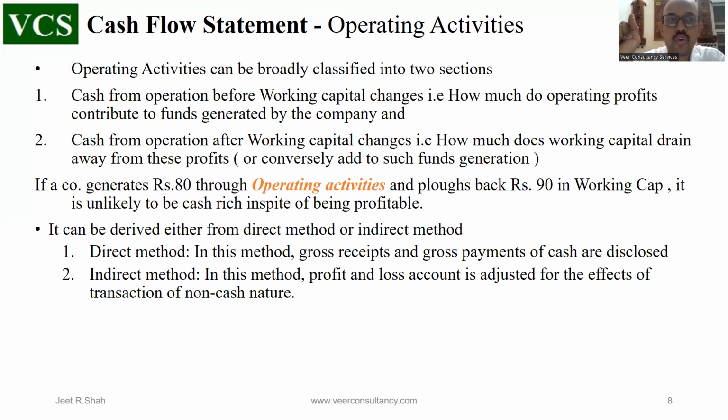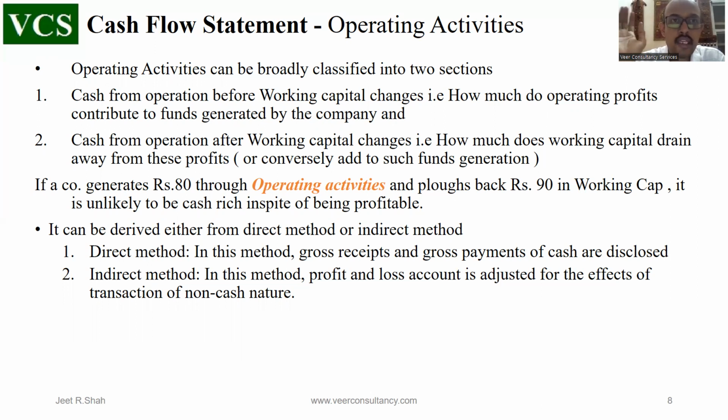That is, how much do operating profits contribute to funds generated by the company, and cash flow from operations after working capital changes. That is, how much does the working capital drain away from these profits, or conversely add to such profit generation. So if a company suppose generates 80 rupees through operating activities and plows back 40 rupees in working capital, that is unlikely to be cash rich in spite of being profitable.